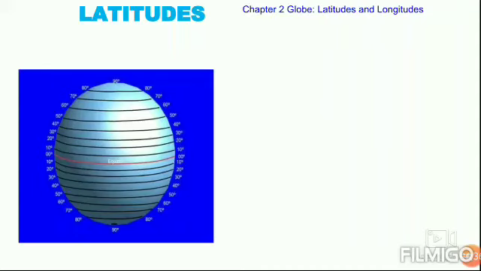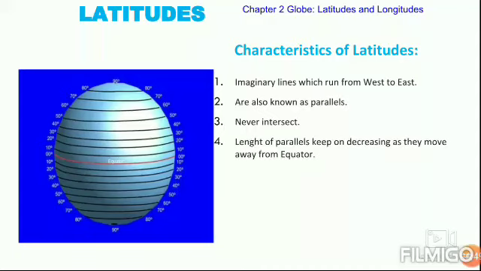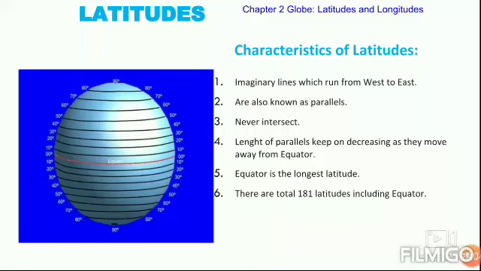So now we are in a position to go with the characteristics of the latitudes. Right? They are the imaginary lines running from west to east as the direction of the earth. They do not intersect, so the latitudes are also known as the parallels. The length of the latitude keeps on decreasing as it moves towards the poles or away from the equator. Equator is the longest latitude.